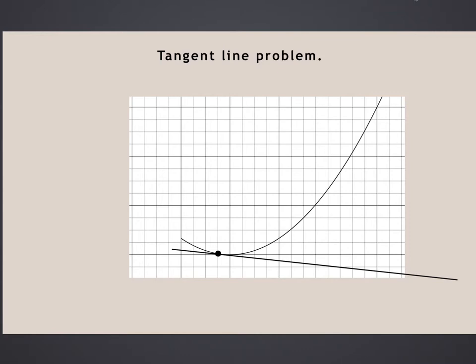I'm going to end up with a tangent line. So I've got my secant slope, my H is getting smaller, eventually my H goes to 0, and when H goes to 0, I get the slope of the tangent line. Okay? So that's what we're interested in.